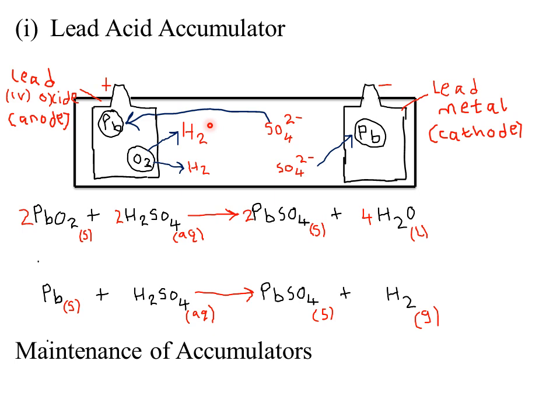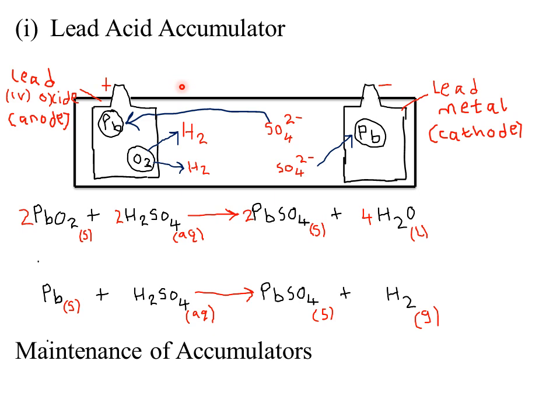So if we are talking of 6 cells, each having a voltage of maybe 1.5, you take 1.5 and multiply by 6, so you will actually get around 12 volts. So a lead acid accumulator is a 12 volt lead acid accumulator.